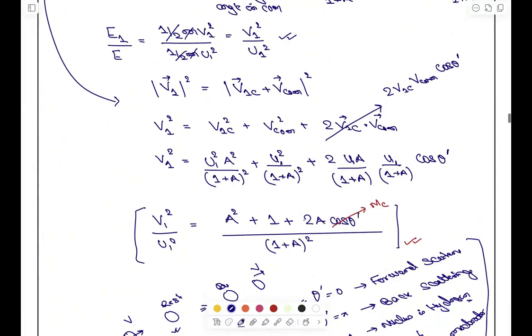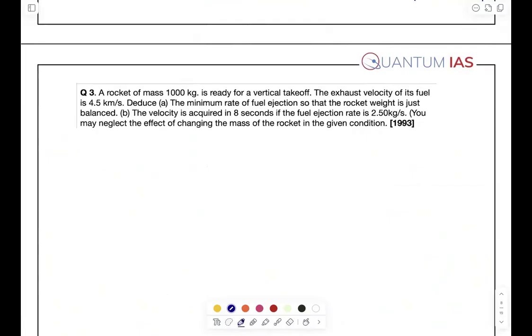Okay, going ahead. Next question: a rocket of mass 1000 kg is ready for vertical takeoff. The exhaust velocity of the fuel is 4.5 kilometer per second. Find the minimum rate of fuel ejection. Once we see that minimum rate of fuel ejection is there, we can understand that this question is coming from the rocket motion, the system of variable masses. So now we are going to apply the rocket concept, right?